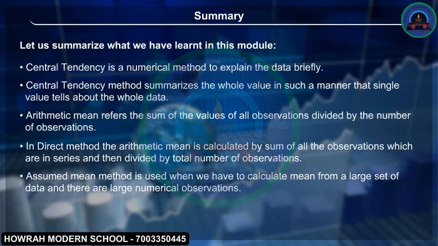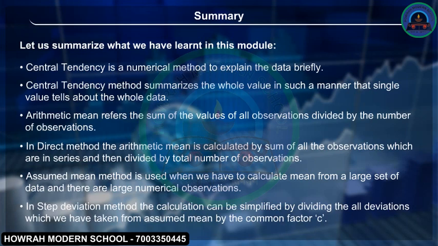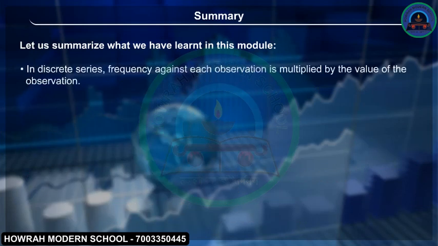Assumed mean method is used when we have to calculate mean from a large set of data and there are large numerical observations. In step deviation method, the calculation can be simplified by dividing all the deviations which we have taken from assumed mean by common factor C. In discrete series, frequency against each observation is multiplied by the value of the observation.